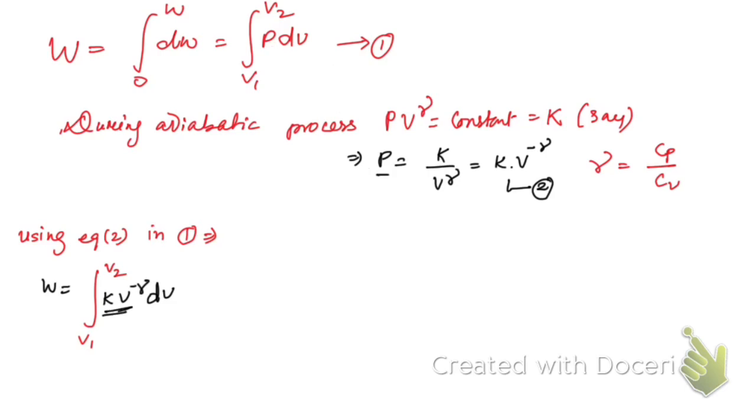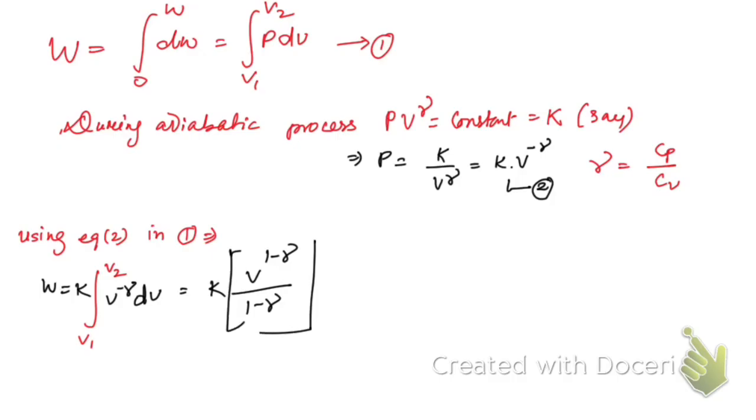Okay, so hope you have understood this. Now K is constant, so it can be taken outside the integration, right? So that's why we write the K here. Now if we integrate it, then we're going to have K times V to the power minus gamma plus 1 by minus gamma plus 1, which can also be written as 1 minus gamma. Similarly, this can be written as 1 minus gamma, and we are integrating it from V1 to V2. If we put in those upper and lower limits, then we're going to have K over 1 minus gamma.